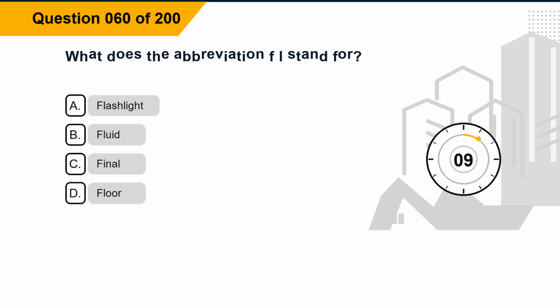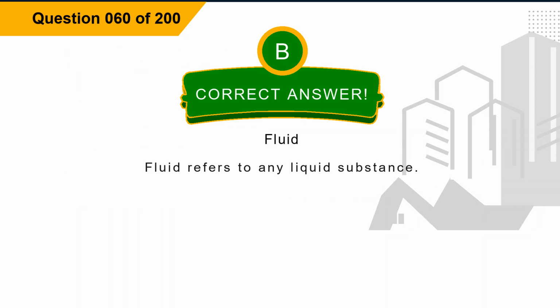Question 60. What does the abbreviation FL stand for? Option A, flashlight. Option B, fluid. Option C, final. Option D, floor. The correct answer is option B, fluid. Explanation. Fluid refers to any liquid substance.